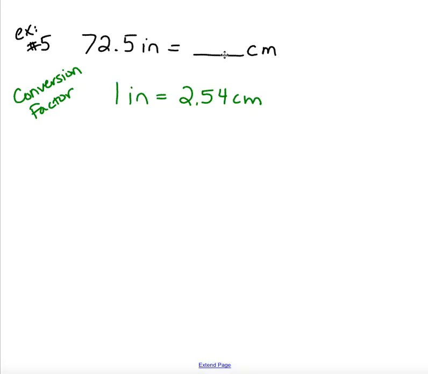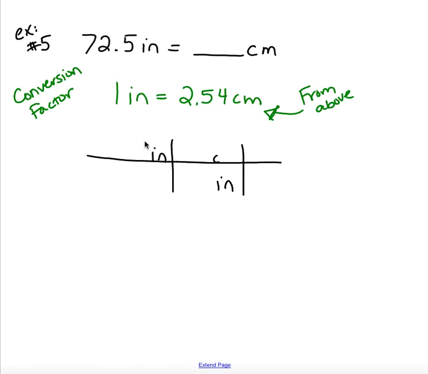And I figured that out by looking at what I was trying to compare. I'm comparing inches to centimeters, so that's what I need to find. I'm going to set up my chart just like I did before. Inches is what I'm given. Centimeters is what I'm trying to get to.